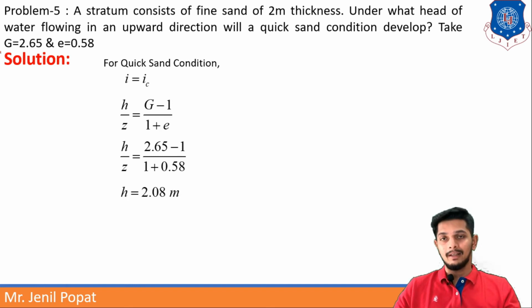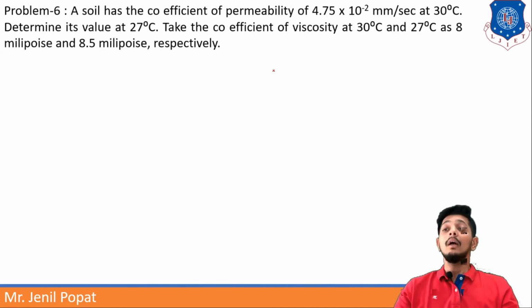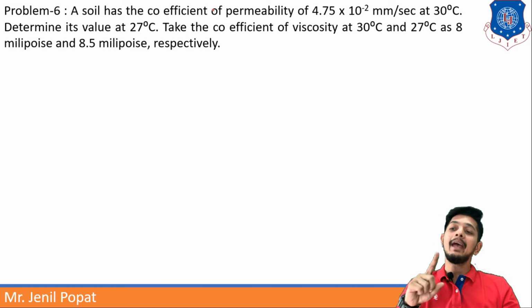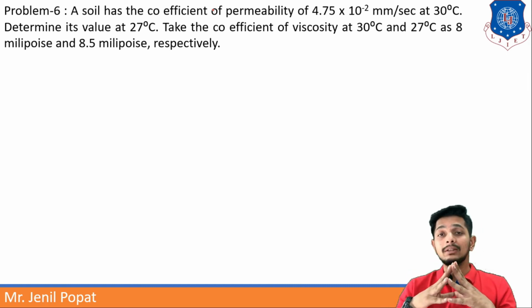Let us move to problem next. Problem 6. A soil has the coefficient of permeability of 4.75 into 10 raised to minus 2 mm per second at 30 degrees Celsius. Now determine its value at 27 degrees Celsius. So at one temperature, the K value is given as 4.75 into 10 raised to minus 2 mm per second. And it is to be found out that at 27 degrees, what will be the K? Take coefficient of viscosity at 30 degrees and 27 as 8 and 8.5 millipoise respectively.